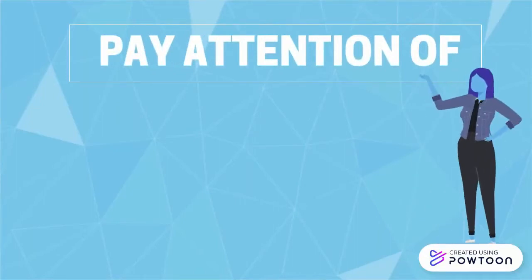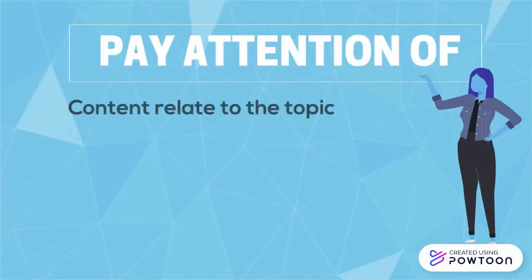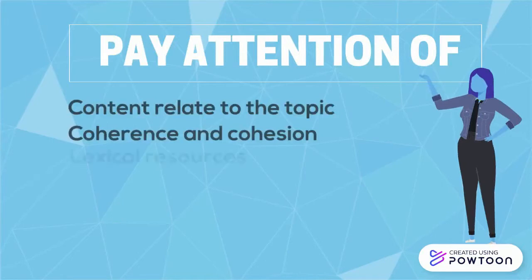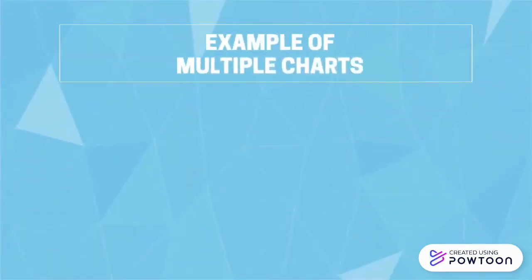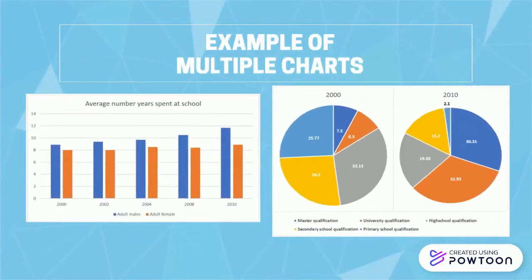Now let's pay attention to content related to the topic, coherence and cohesion, lexical resources, and last is grammatical range and accuracy. Now, how to describe a multiple chart? Now let's see these two pictures. This picture shows us the chart of average levels of participation in education and the highest education level of adults from 2000 to 2010 in Singapore.